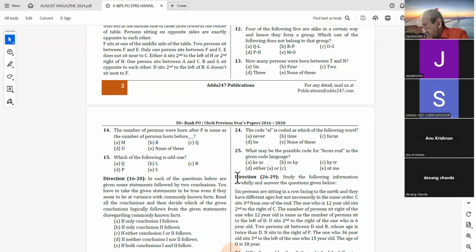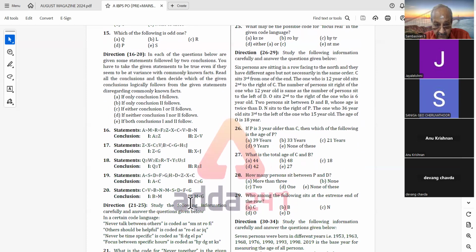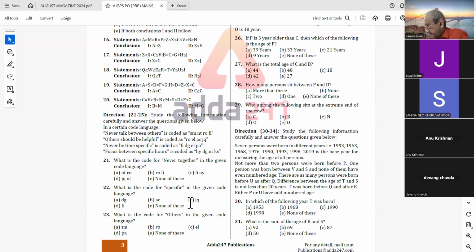What is the code for focus? Can you show the question so I can explain? Focus is only in one sentence. The other two, three terms, between specific hours, are common between the above four sentences. So we have to find the code for the remaining three words. So we will get either HY or KS. Focus can be KS or HY. That is why the problem is coming, because the word focus has two equivalents. It can be KS or HY. Similarly, hours, it has HY or KS.